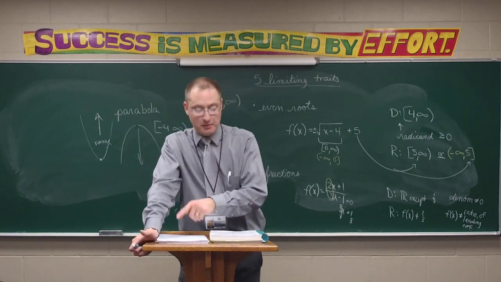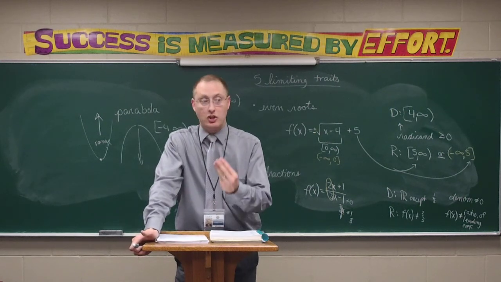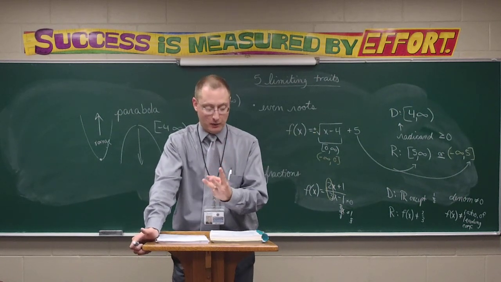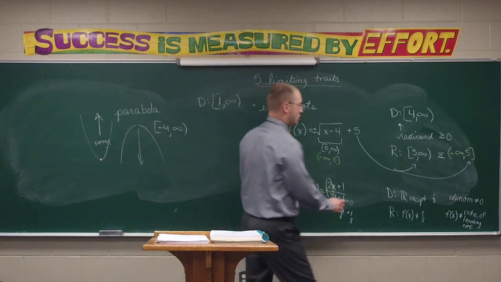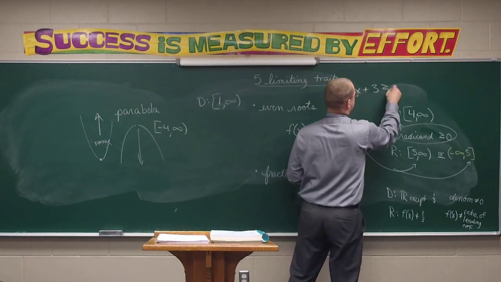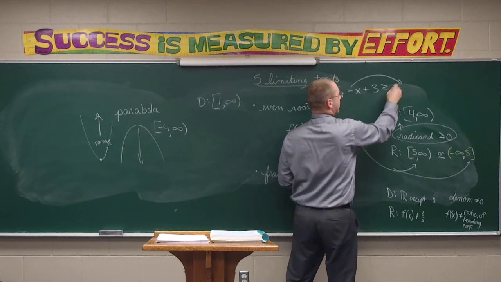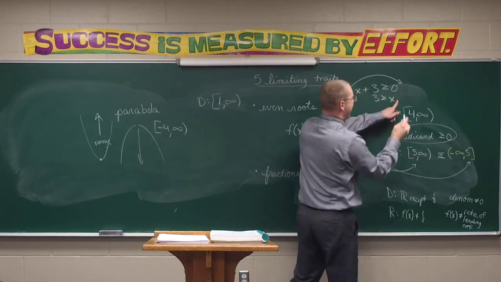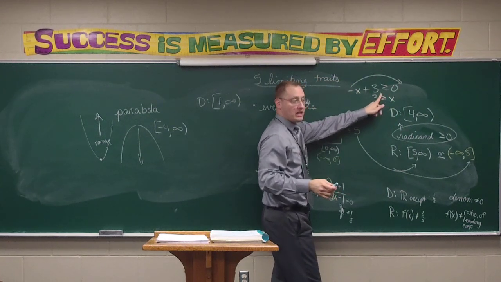Smallest I can plug in, class, but the biggest I can plug in is a 3, because the x itself is negative. So again, if you wanted to set the radicand greater than or equal to 0, negative x plus 3 is greater than or equal to 0, well, I'll just move the x over as a positive and get that x has to be less than or equal to 3.